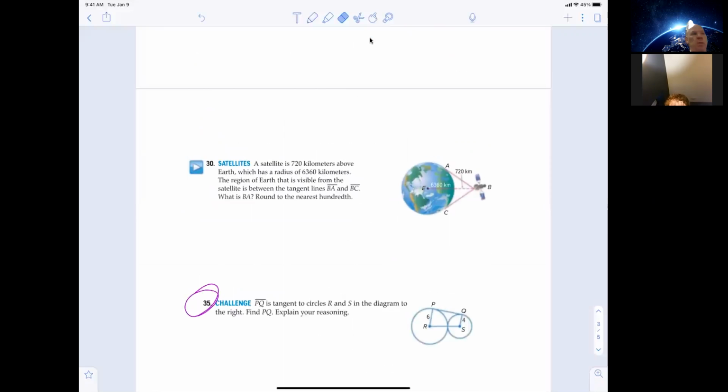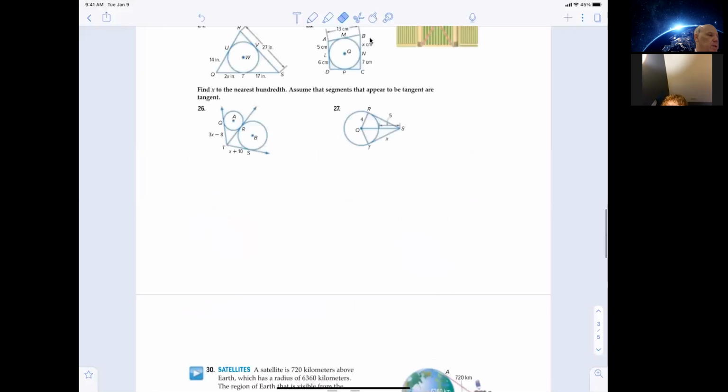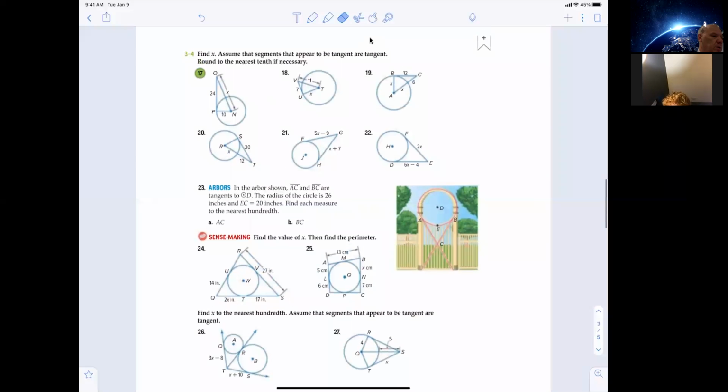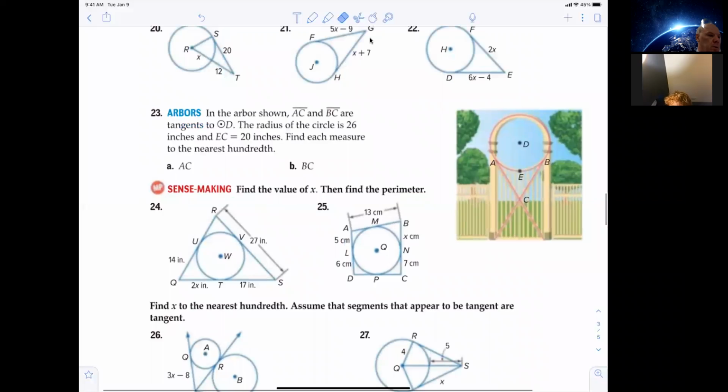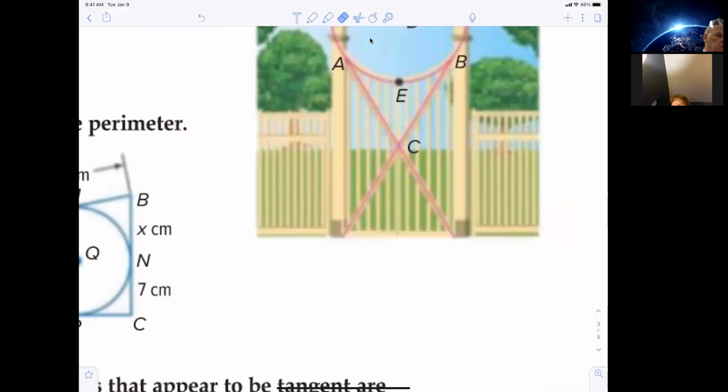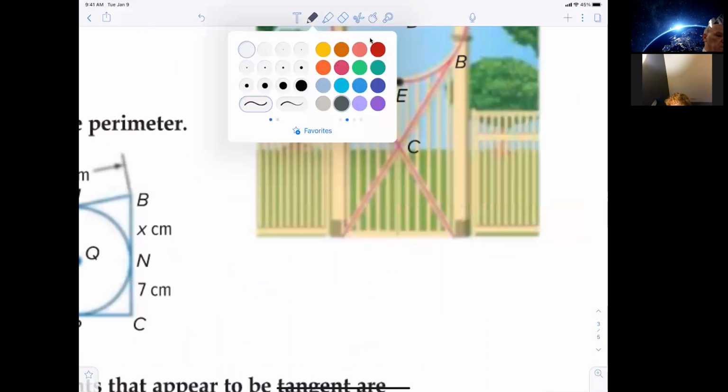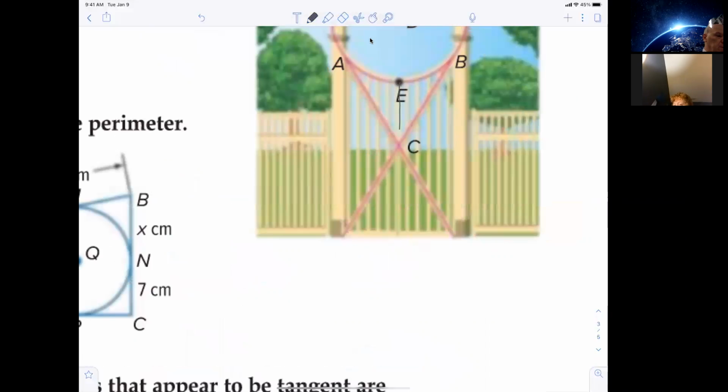Tell me. 23. Which one? 23. All right, let's take a look at 23 real quick. The arbor shown, AC and BC are tangent. The radius of the circle is 26 and EC equals 20. Find the measure. All right, so let's first draw this out. So let's do this from here to here.